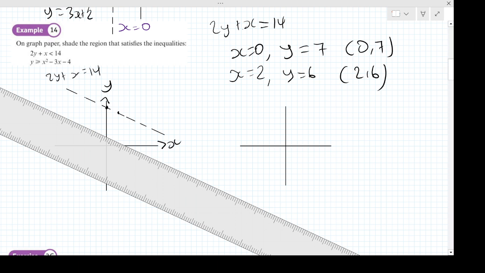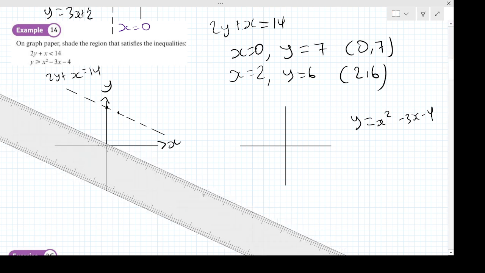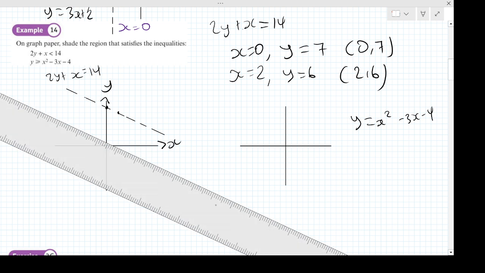Then we need to plot this quadratic. I'm going to do that down here. y is equal to x squared minus 3x minus 4. So I need to sketch this quadratic. Again, we looked at sketching or drawing quadratics in the last section, which was called quadratics. So we can use the key details to help us.